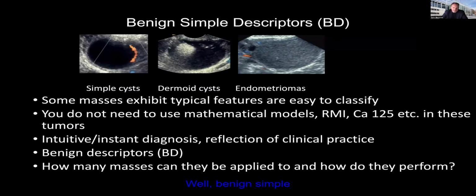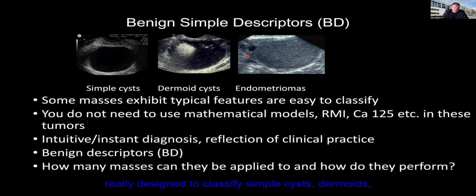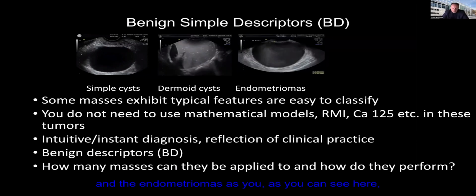Okay, so what about benign descriptors? Well, benign simple descriptors, which are from the IOTA group, are really designed to classify simple cysts, dermoids, and endometriomas, as you can see here, because they have straightforward, very typical features. Now, we're not saying that all dermoids have these features, but when they have these typical features, they will almost always be a dermoid. And you don't need to use models or tumor markers or anything in these circumstances. It's just an intuitive diagnosis that reflects clinical practice.